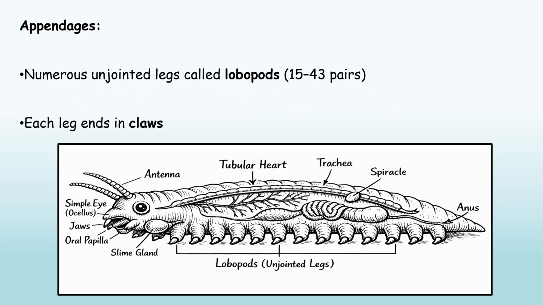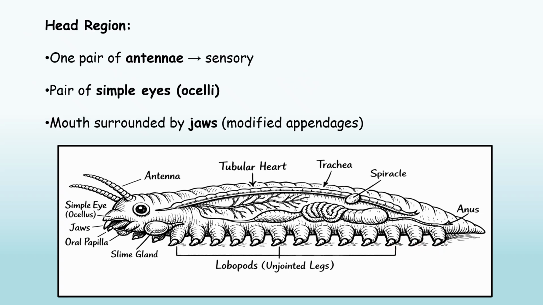The body is going to have numerous unjointed legs, which are called lobopods. Depending upon the species, these legs, known as lobopods, might range from 15 to 43 pairs. And each leg, as you can see here, ends with very sharp tiny claws. Claws are present on all lobopods. We are able to observe the presence of the claws.